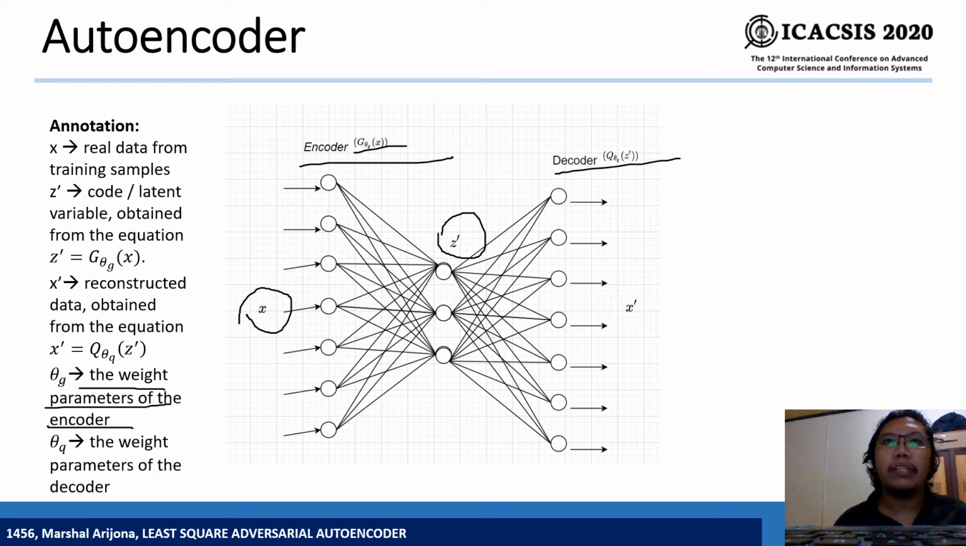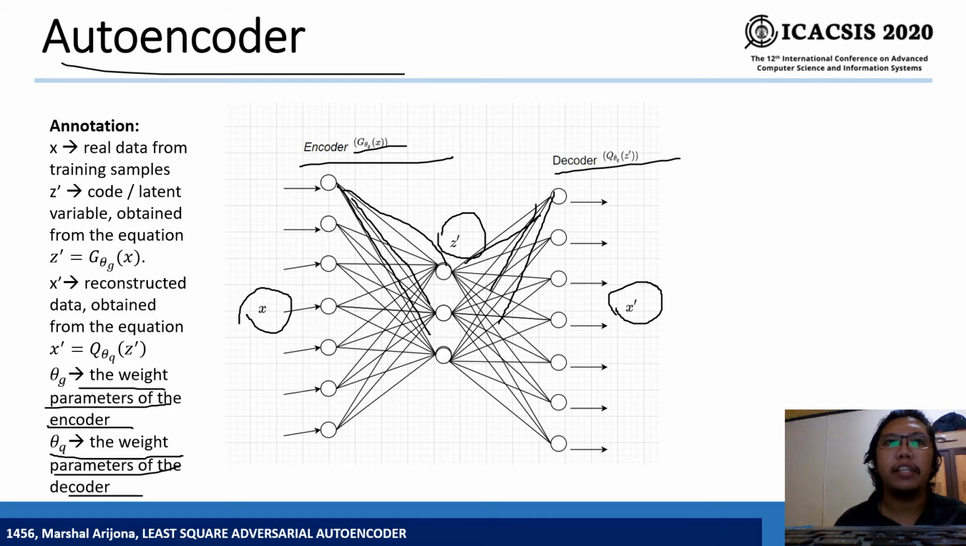The decoder network will try to transform the latent variable z-hat into a new form that we call x-hat by using a decoder function that we call Q theta Q, where theta Q is the weight parameters of the decoder. So this is theta G, the weight in the encoder layer, and Q theta Q is the weight in the decoder layer.